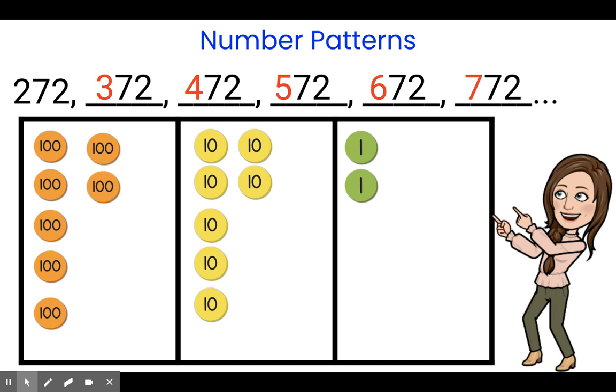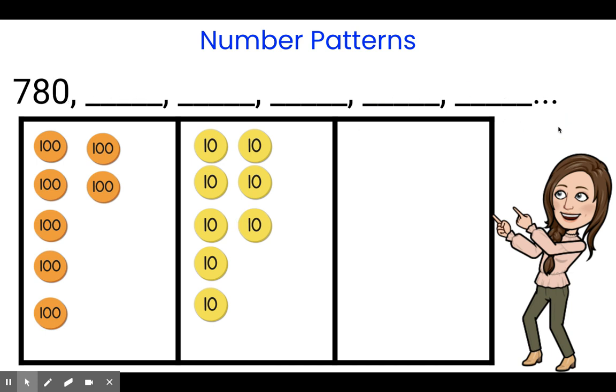If we were to continue this pattern, what number would come after 772? That's right, 872. The number pattern we're working with is increasing by 100. 272, 372, 472, 572, 672, 772. Our number was increasing by 100 each time. That was our pattern. Let's take a look at another one.